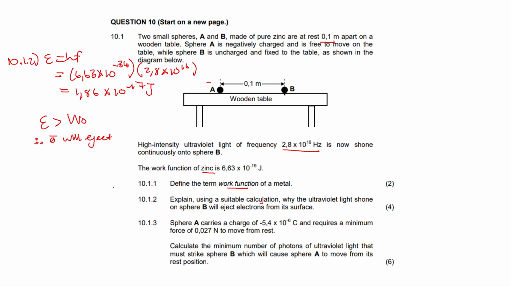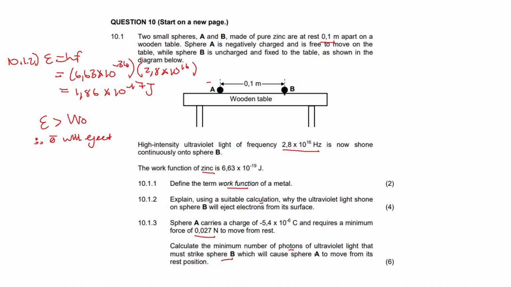10.3.1. Sphere A carries a charge of negative 5,4 times 10 to the power of negative 6 coulombs and requires a minimum force of 0,027 newtons to move from rest. Calculate the minimum number of photons of ultraviolet light that must strike sphere B, which will cause sphere A to move from the rest position.